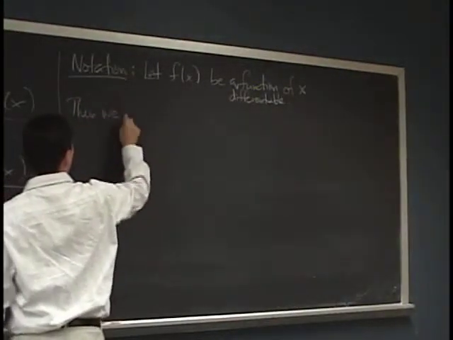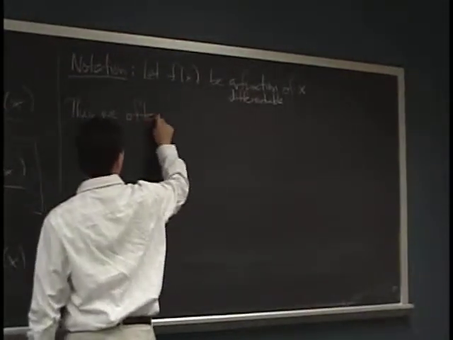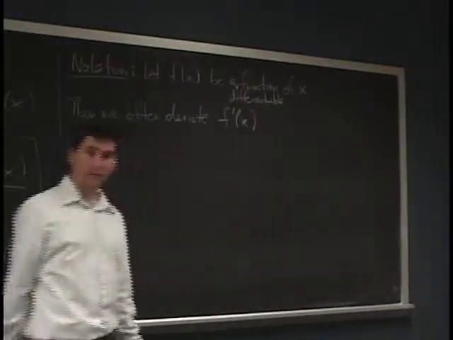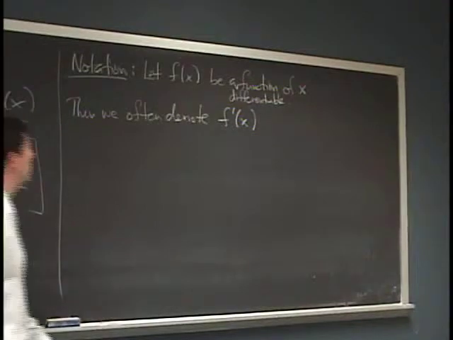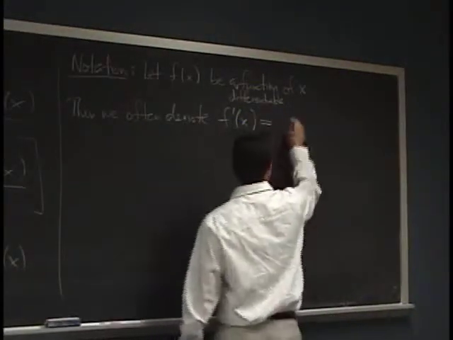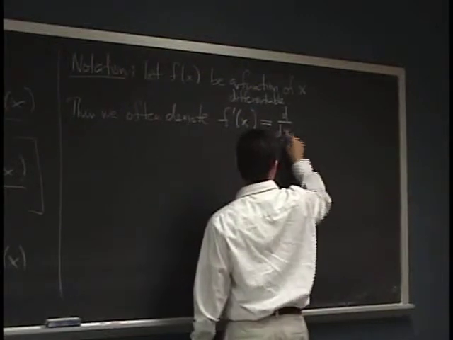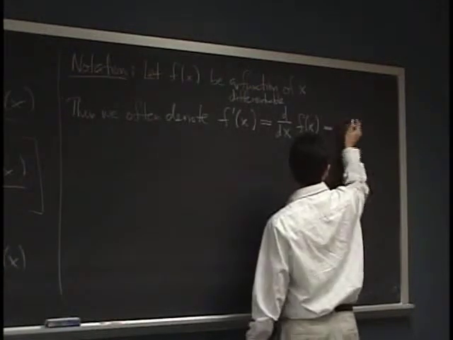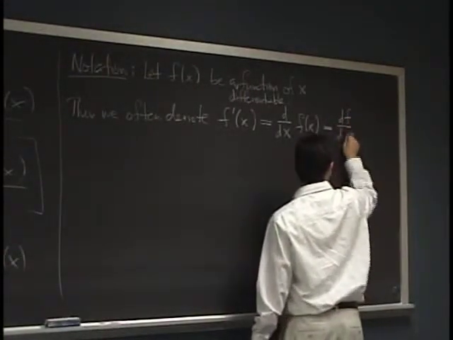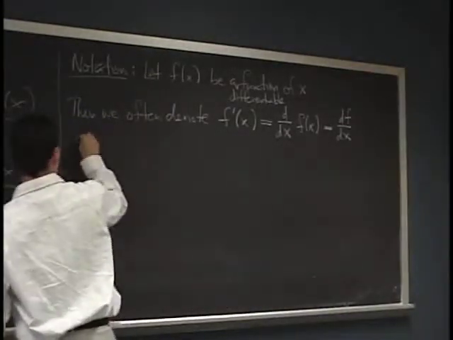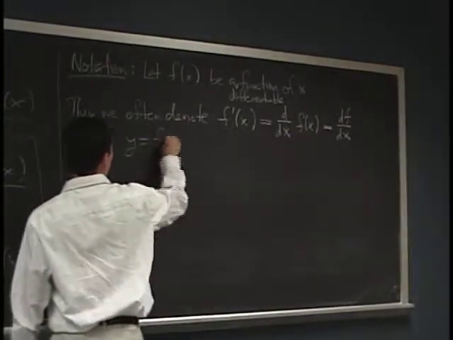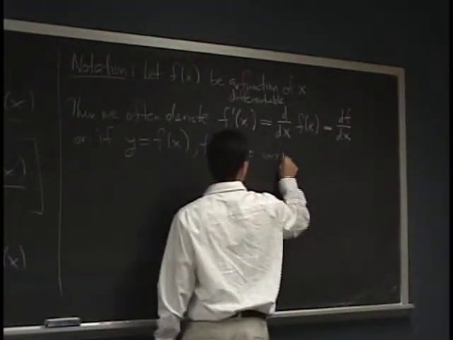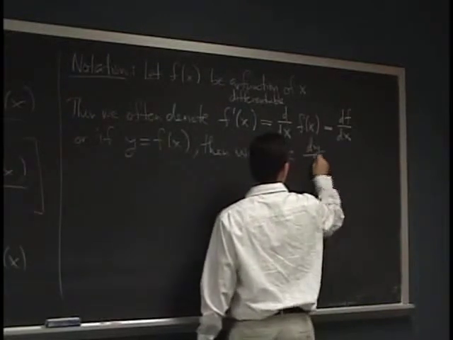Then we often denote, so remember f prime of x means the derivative of f with respect to this variable x. And we're going to denote it another way. We're going to write d over dx of f of x. Or sometimes df dx. Or sometimes if we write y equals f of x, then we write dy dx.